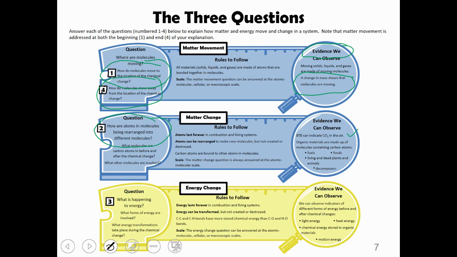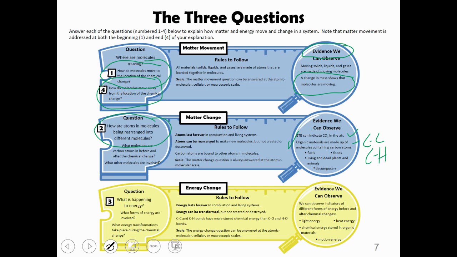But we also now can use terms of fuels and foods and things like that to help us understand what kind of material is changing. And all these materials are organic. So we know that they have those C-C and C-H bonds, which are changing in those molecules.